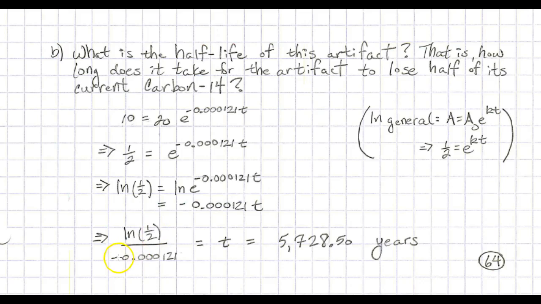Natural log of 1/2 divided by minus 0.000121 equals t. Looks like that'd be a negative number, but the natural log of anything between 0 and 1 is actually negative, if you remember the graph of the log function. So this turns out to be 5,728.5. In other words, it takes 5,728.5 years for half of carbon-14 to go away. So 20 grams would go down to 10 grams in 5,728.5 years. Then 10 grams would go down to 5 grams in another 5,728.5 years, etc. That's what half-life is all about.